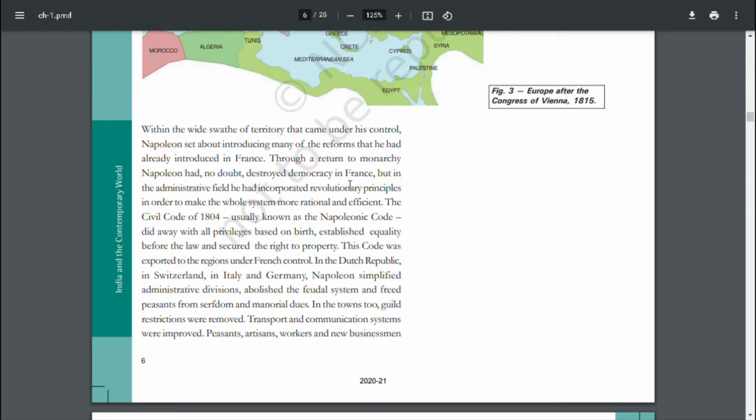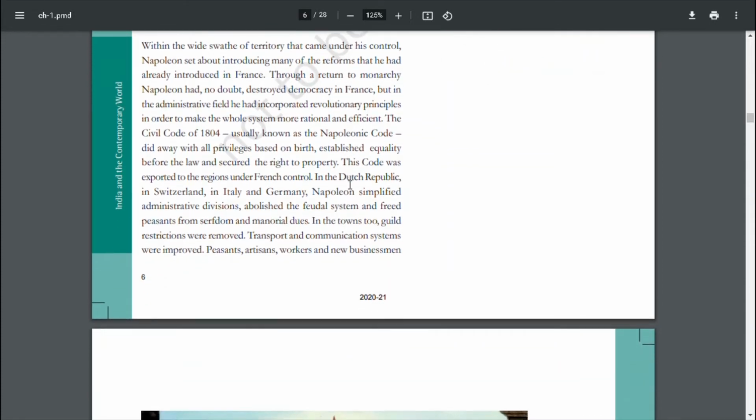The Civil Code of 1804, usually known as the Napoleonic Code, did away with all privileges based on birth, established equality before the law, and secured the right to property. This code was exported to the regions under French control.